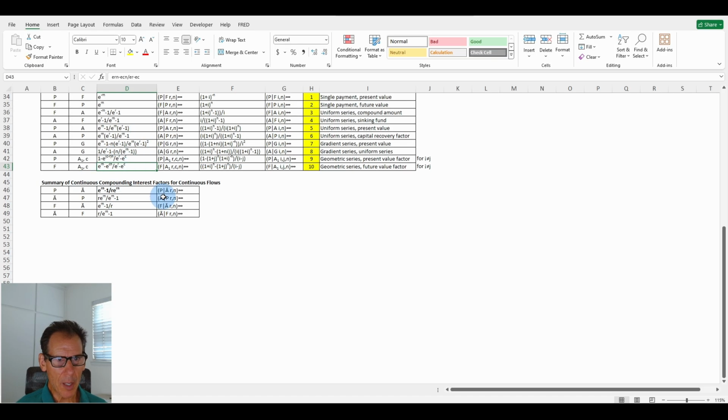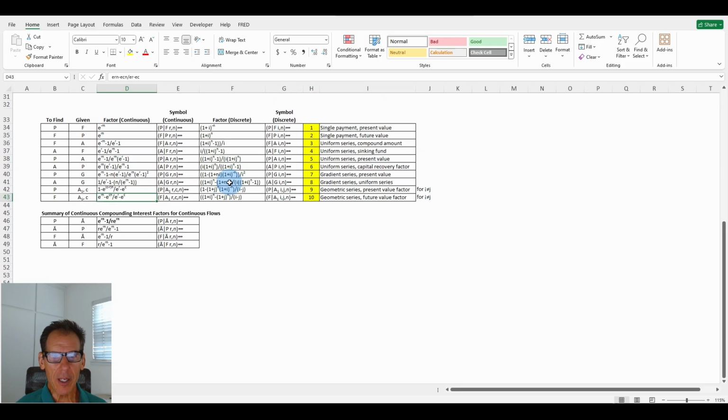There's a summary of continuous compounding interest rate factors for continuous flow. This is a brief introduction. I didn't want to intimidate you by all of this stuff, but this is what we're going to be working with.